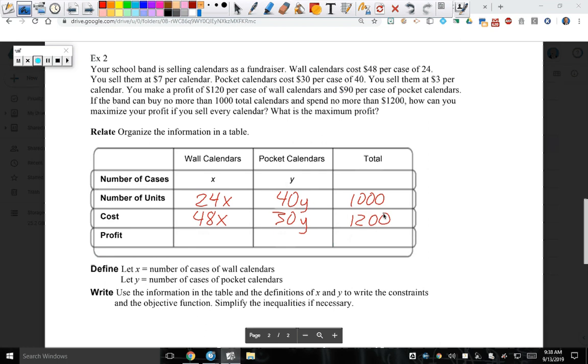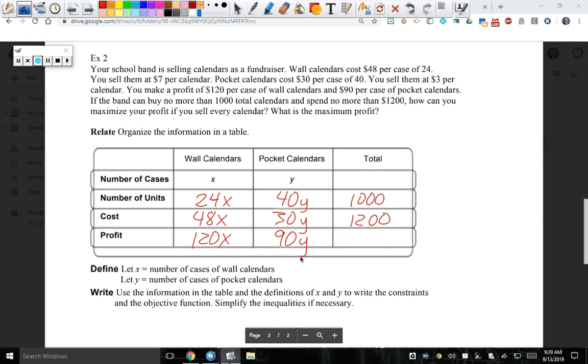Now let's go for profit. Thomas, what would you write for the profit for wall calendars? 120x. Okay. Tyson, what would you write for the profit for pocket calendars? 90y. X is the wall calendars, Y is the pocket calendars.